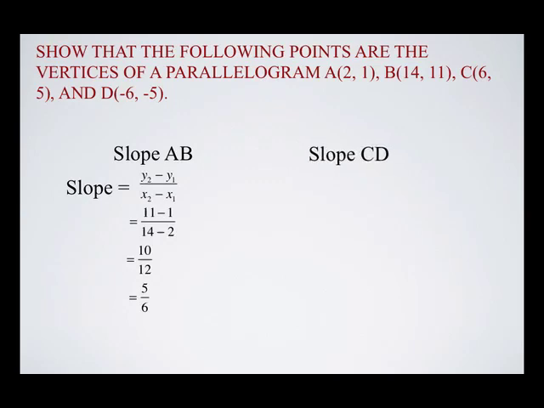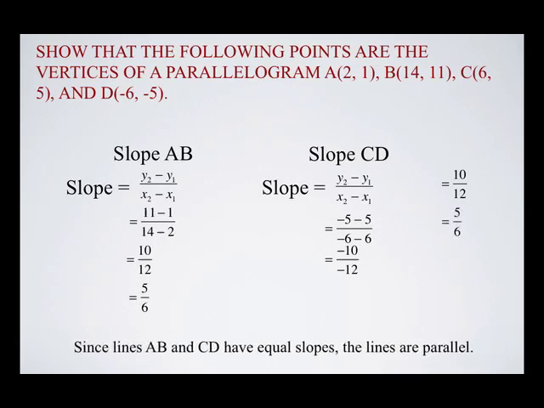The opposite side is the side CD. The slope of CD is given by y2 minus y1 over x2 minus x1, which is negative 5 minus 5 divided by negative 6 minus 6. This simplifies to negative 10 over 12. Remember, when you have a negative over a negative, it becomes positive, and we reduce to 5 over 6. Since lines AB and CD have equal slopes, the lines themselves are parallel.